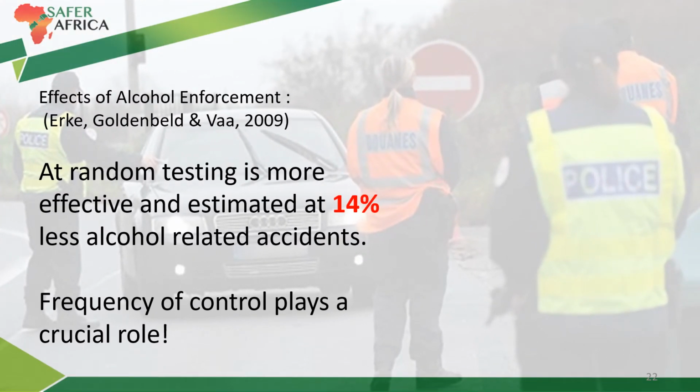In general, there are two ways to monitor drivers on the use of alcohol and illicit drugs. At random testing, that means you test all drivers who are coming by, or selective testing, only suspicious drivers. We know that at random testing is more effective and is estimated at 14% fewer alcohol-related accidents. Of course, the frequency of controls plays a very crucial role. The best results are seen in Australia, where 33% of all drivers undergo at least one test per year.